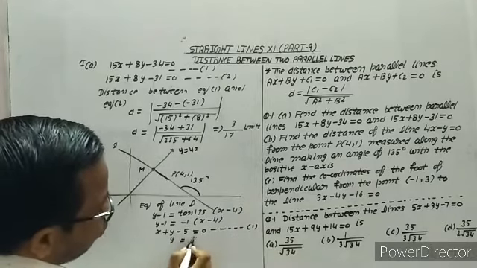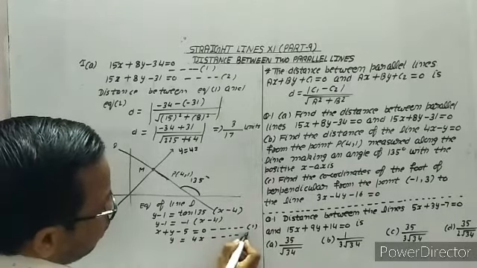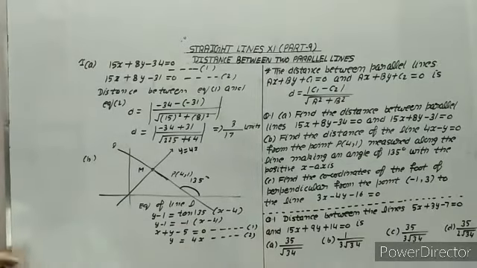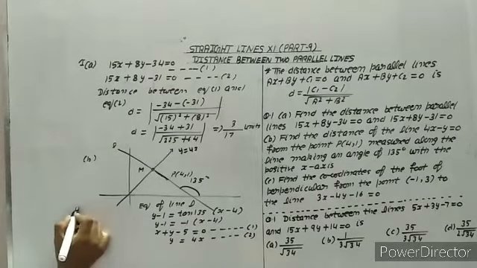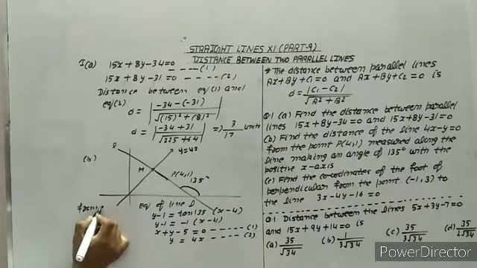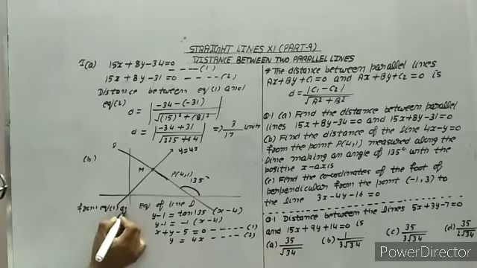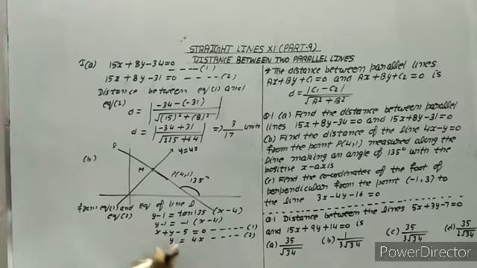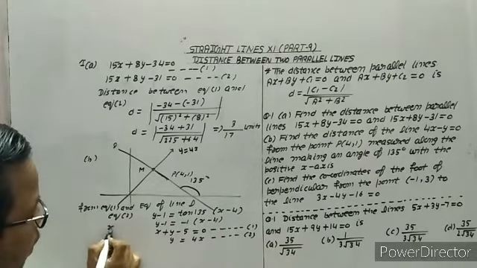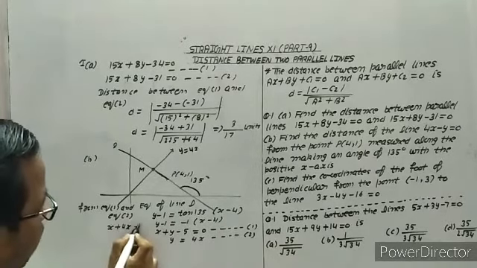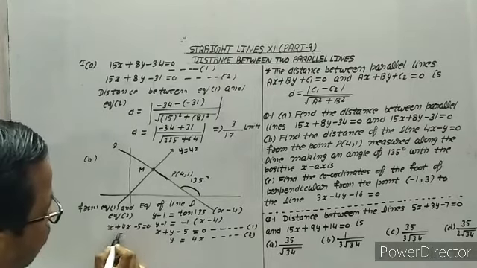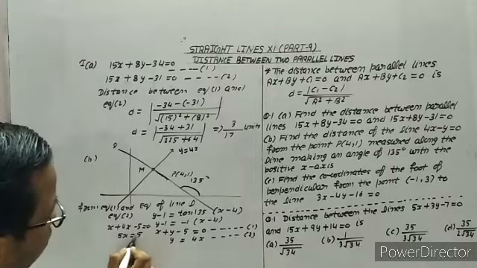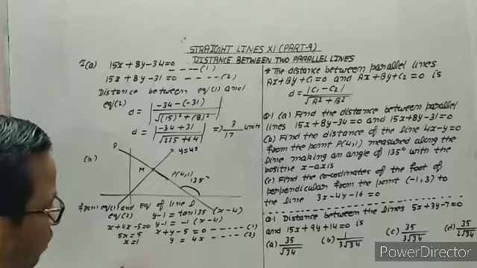Now we have y is equal to 4x. This is the equation of another line. So let us suppose this is equation number 2. Now from equation 1 and 2, we are going to solve this. So what we will get: x plus 4x minus 5 is equal to 0. It means 5x is equal to 5. It means x is equal to 1.